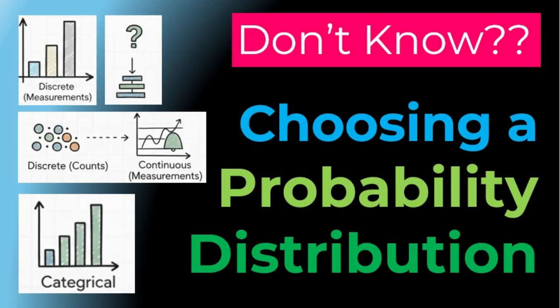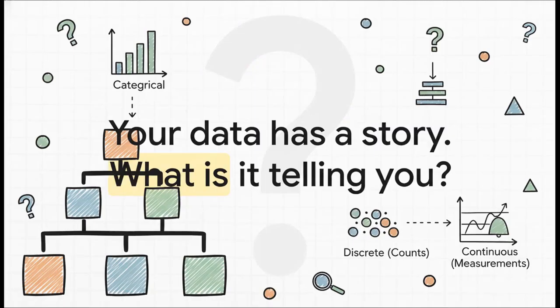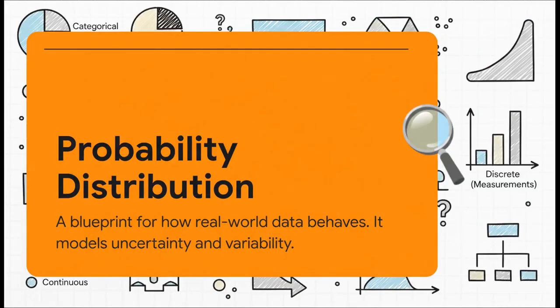Let's dive in. See, every single data set, whether it's website clicks or customer heights, has a story. It has its own unique rhythm, its own behavior. But to really understand that story, we need the right language. So the core problem we're all trying to solve is this. How do we translate all those raw numbers into some kind of meaningful insight? And the answer is a probability distribution.